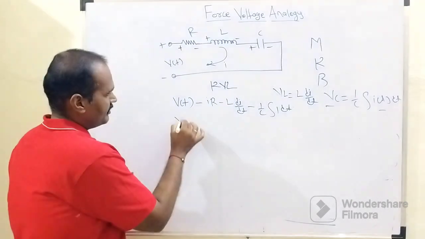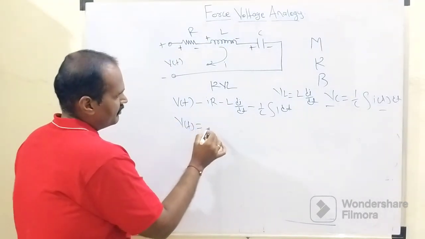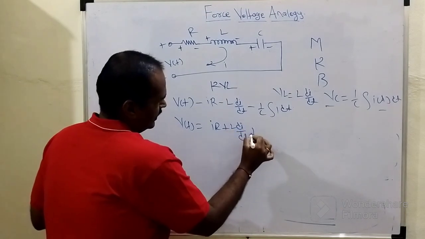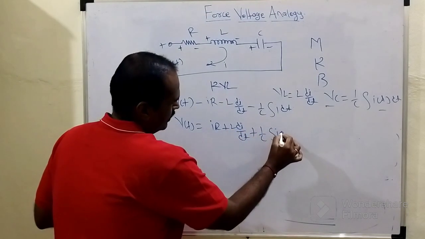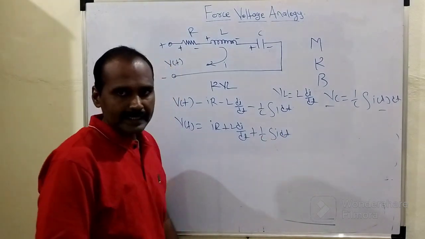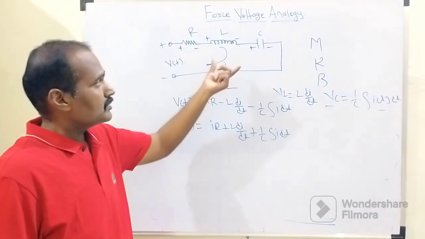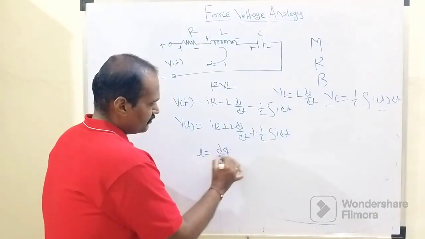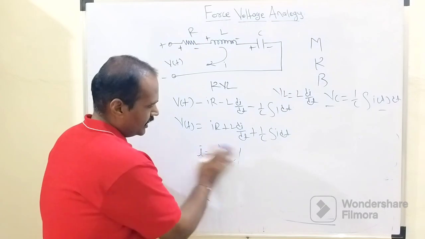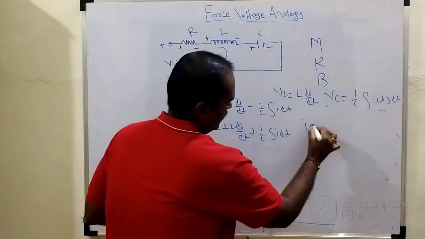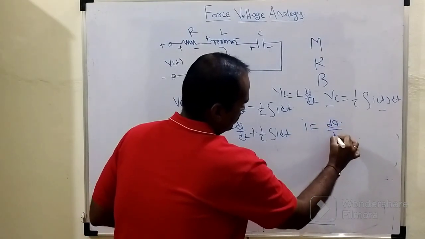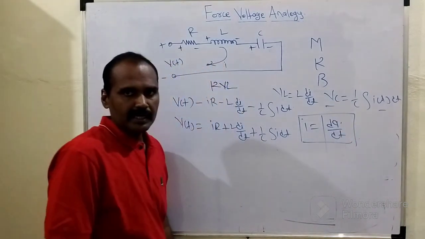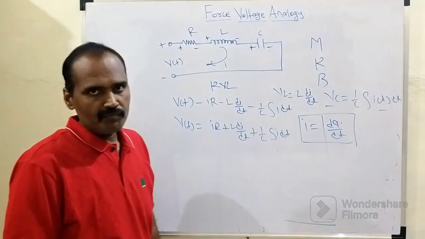Then the same equation can be rewritten in terms of V of t, so it will become IR plus L di by dt plus 1 over C integral of I dt, right? Now according to the basic definition of current, I is nothing but what? The rate of change of charge per unit time, right? Here this I is replaced as dq by dt. The rate of change of charge per unit time is nothing but the desired value of current, right?